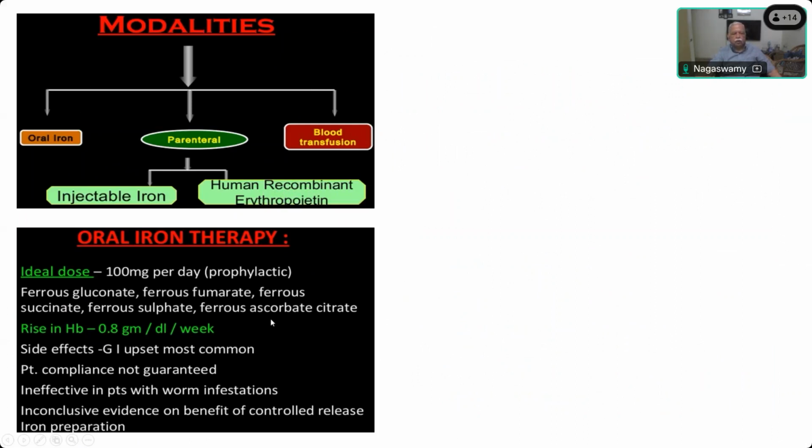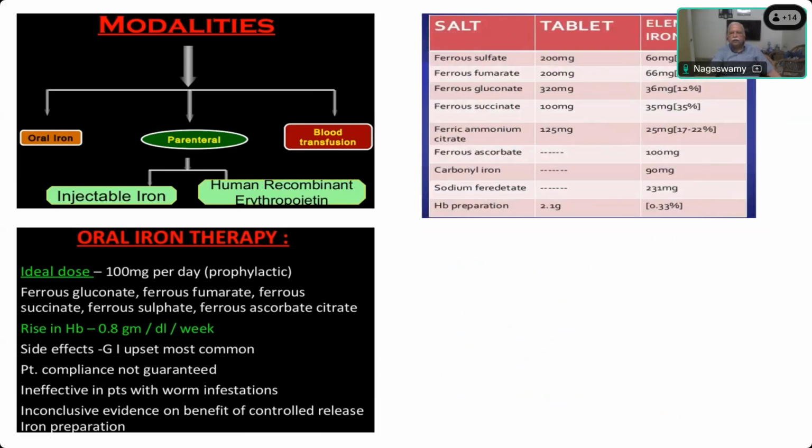So Fe2 forms are absorbed. Side effects usually include GI upset, and patients may not comply because of this problem. They get a GI upset and may not like to continue with the medication. Worm infestations also prevent absorption and make it ineffective. So first deworming should be done, and only then should you give iron orally. And these are the various tablet forms with their hemoglobin content and the amount of elemental iron present in them.